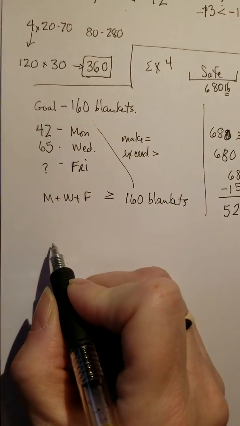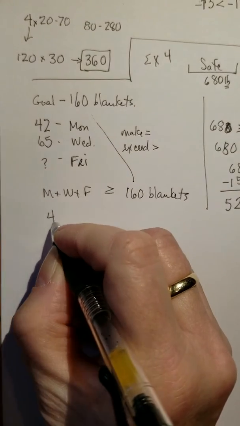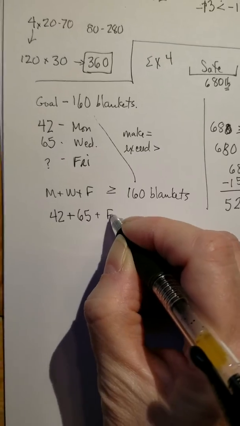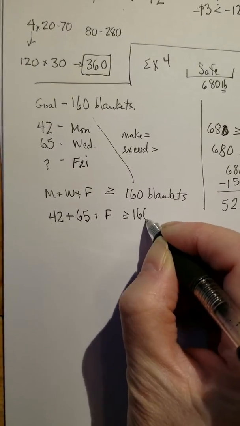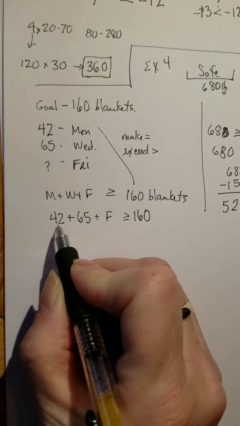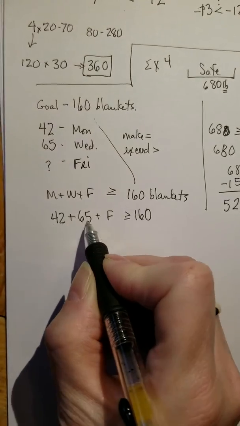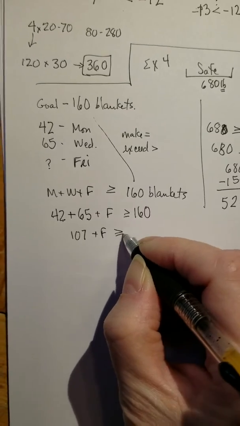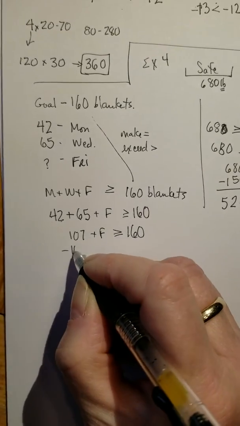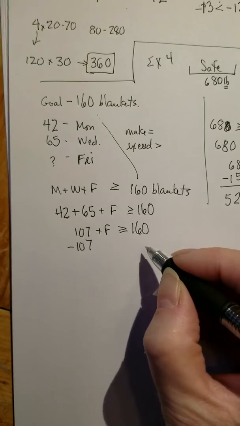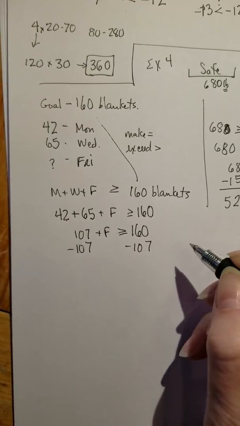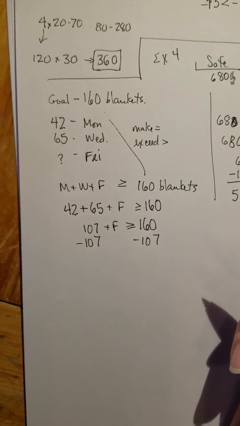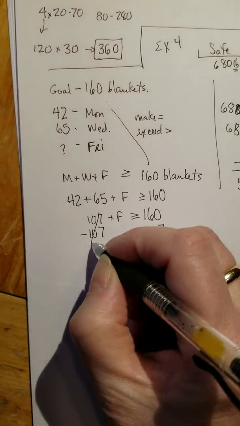Okay, so now you're back. Monday is 42 plus 65 plus Friday is greater than or equal to 160. Our unit is blankets. This is going to be 40 plus 60 is 100. That's 107 plus Friday is going to be greater than or equal to 160. I subtract 107 from both sides. Where did they work this in my book? They didn't. Okay. So this is going to go to 0.